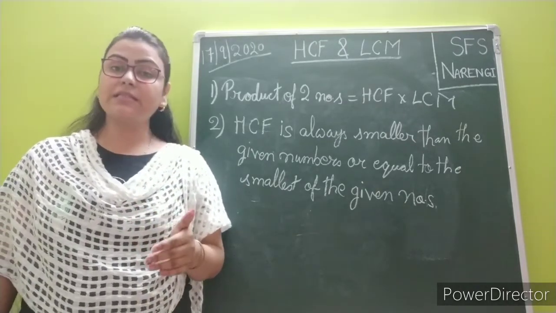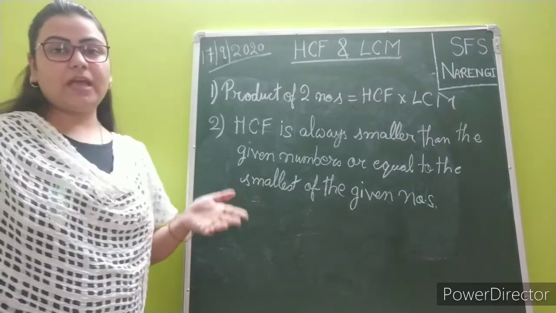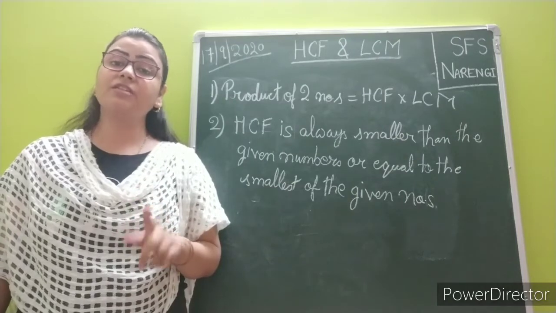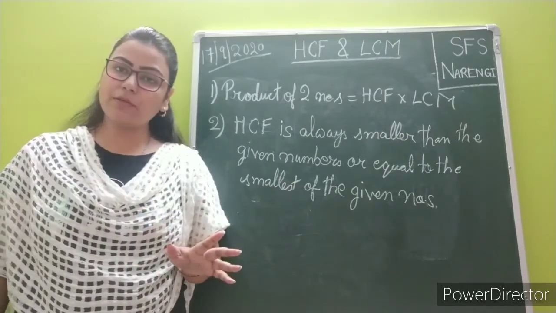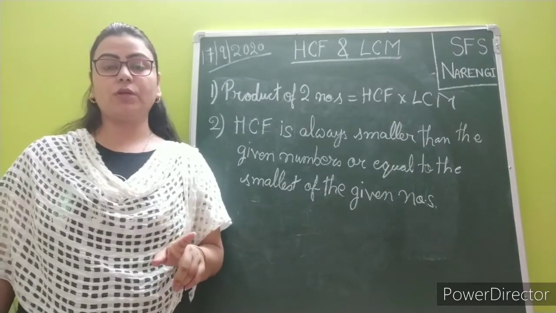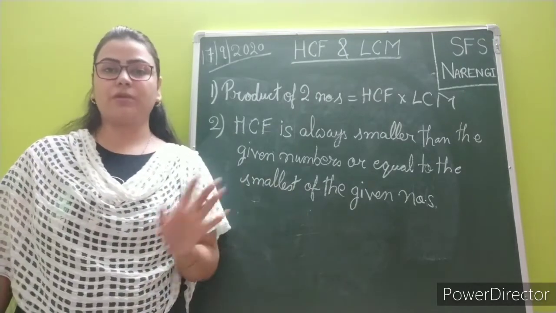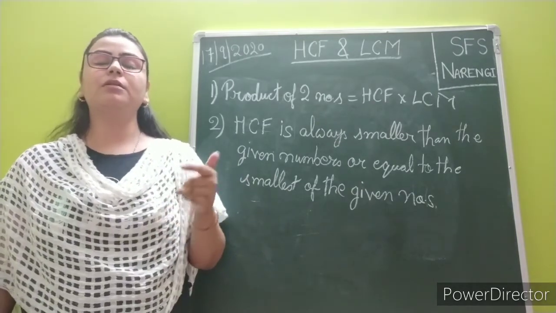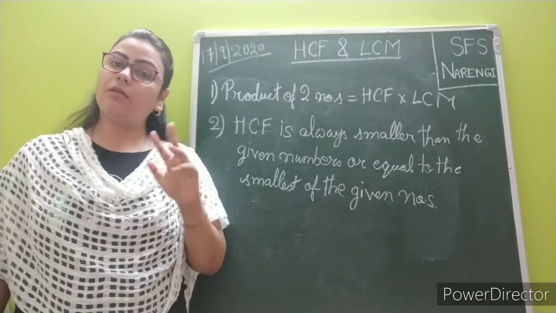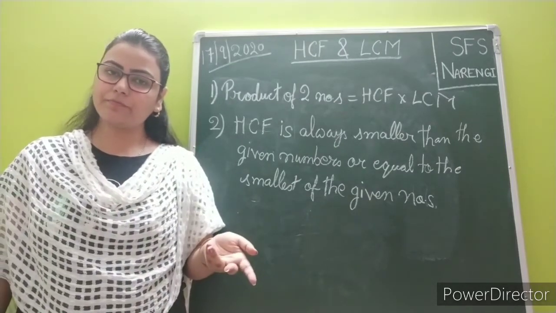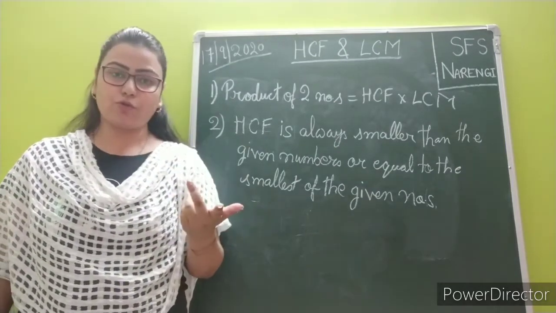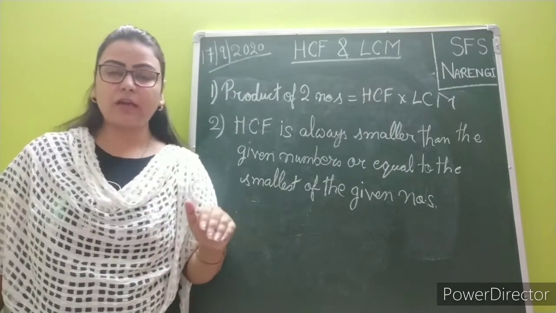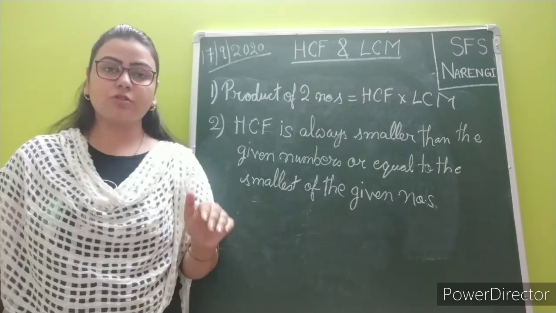Similarly, if we talk about LCM, LCM is just the opposite. LCM will always be greater than the given numbers, or it will be equal to the largest number that is given. So similarly, if we talk about 4, 6 and 9, the LCM of theirs will be greater than all 3 of them. Yes, it will be greater than 9 also, or it can be equal to 9. It will not be equal to 6. It will not be smaller than 9.